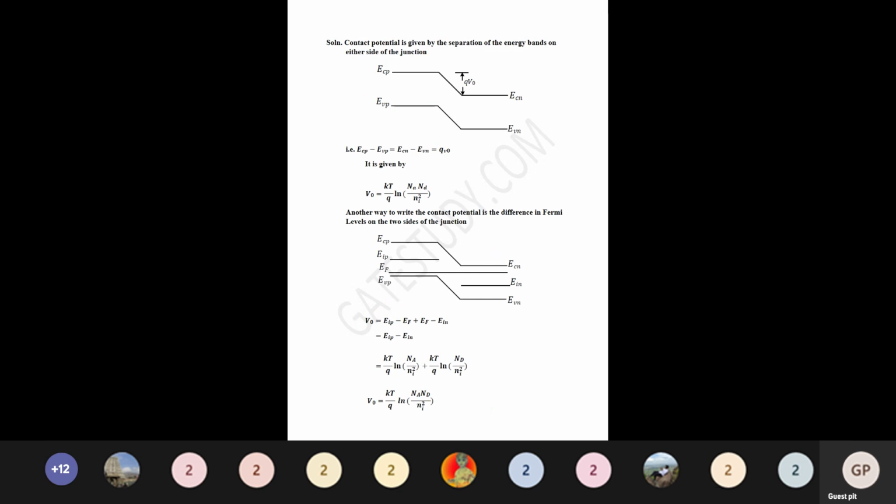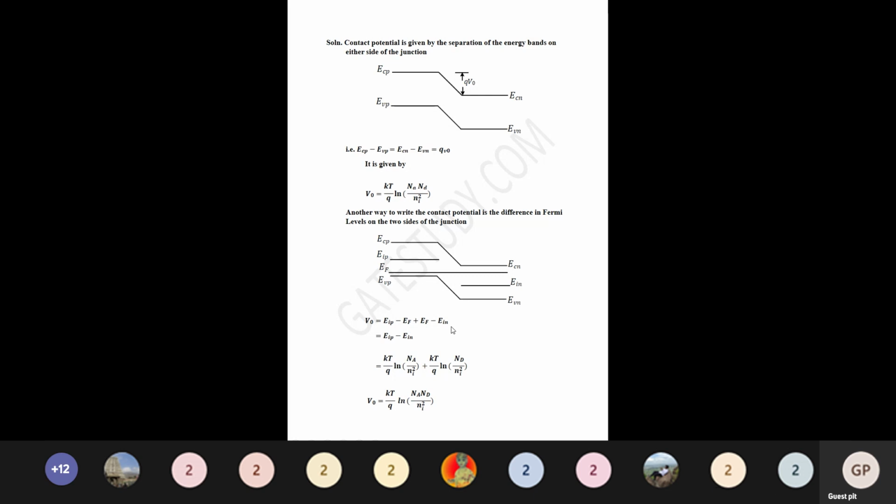The solution: the contact potential is given by the separation of energy bands between the valence band and the conduction band. So ECP minus EVP equals ECN minus EVN, which is equal to qV0. It is given by V0 equals kT by q ln of NA ND by ni square. V0 is equal to EiP minus EF plus EF minus EiN.